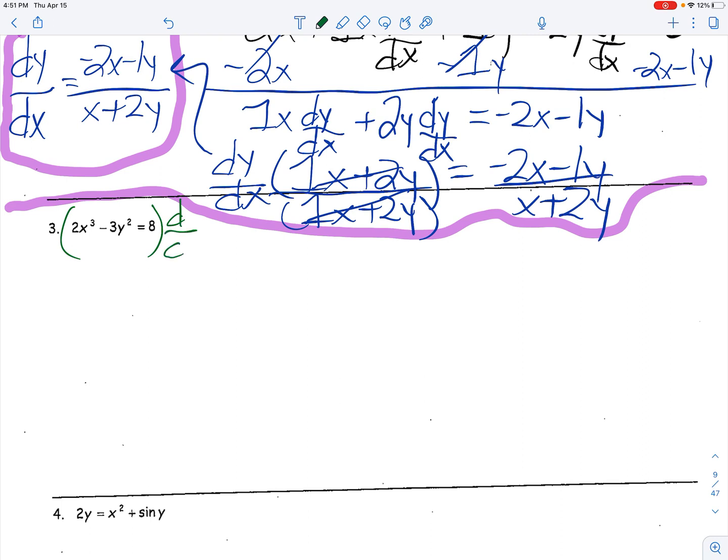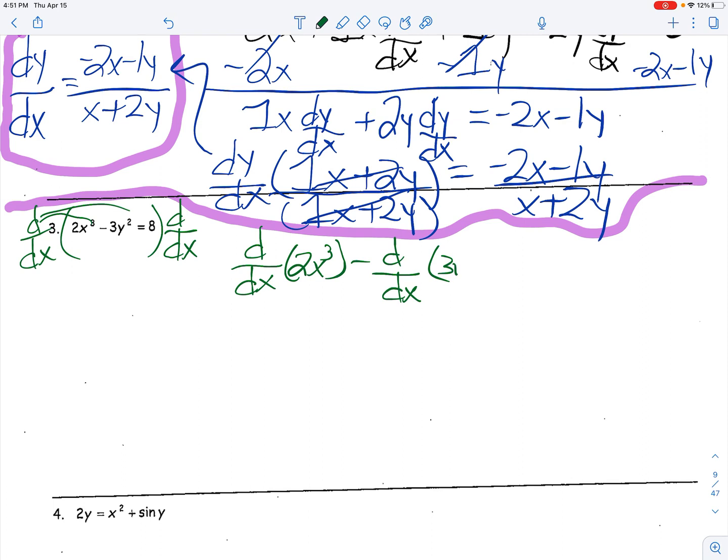All right. So once again, we're finding the derivative. Let's take the derivative, right, of both sides, right, which means we're going to take the derivative of 2x cubed minus derivative here, 3y squared is going to equal d over dx of 8.